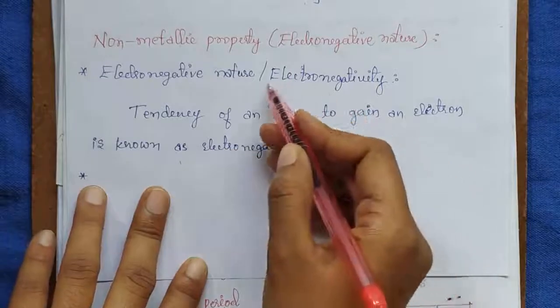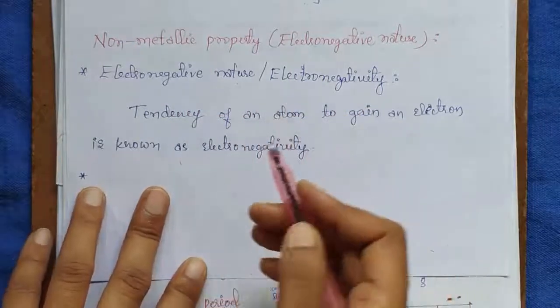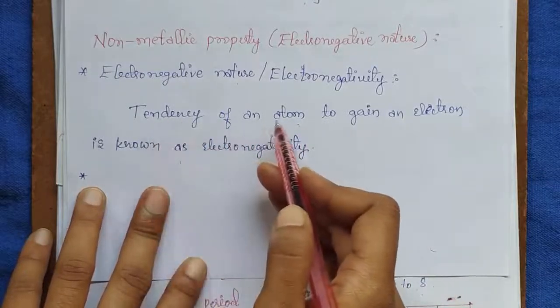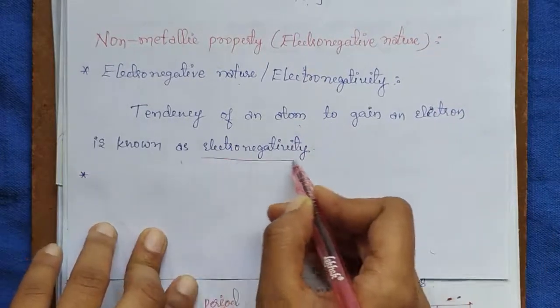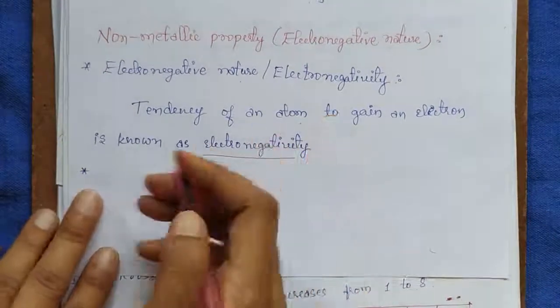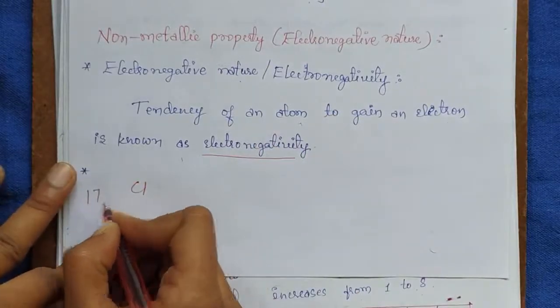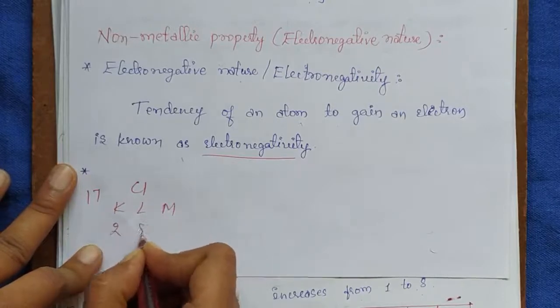So see here, we'll see what is the electronegative nature and electronegativity. The tendency of an atom to gain an electron is known as electronegativity. For example, children, we can take chlorine. Its atomic number is 17. The electron distribution is like this: 2, 8, 7.